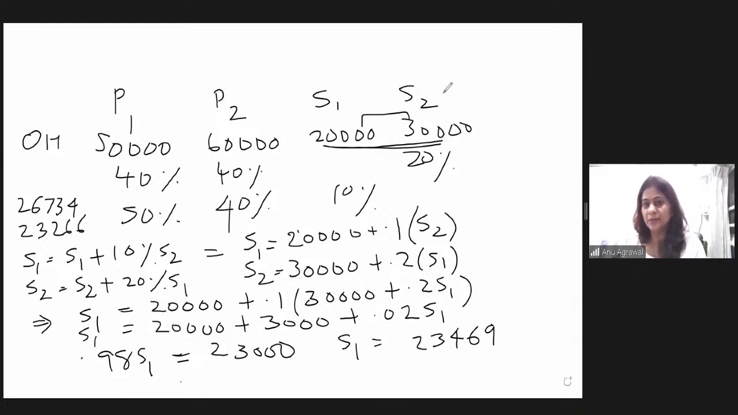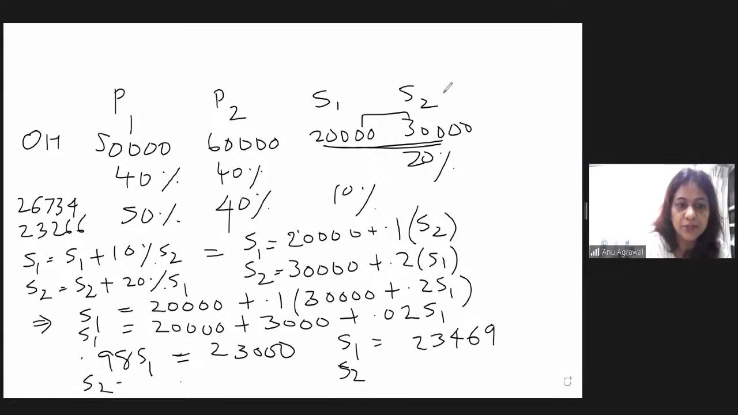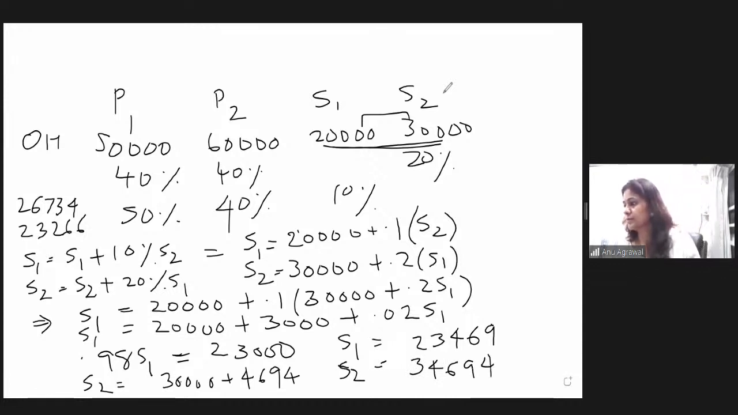Now, can I find out the value of S2? Yes, I can. S2 would be 30,000 plus 20% of S1, right? So into 20%, so plus 4,694. Just rounded it off. So S2 comes out to be 34,694. Yes? Just solve it.